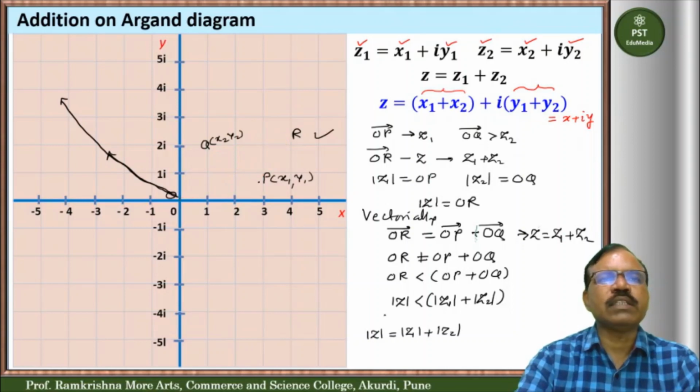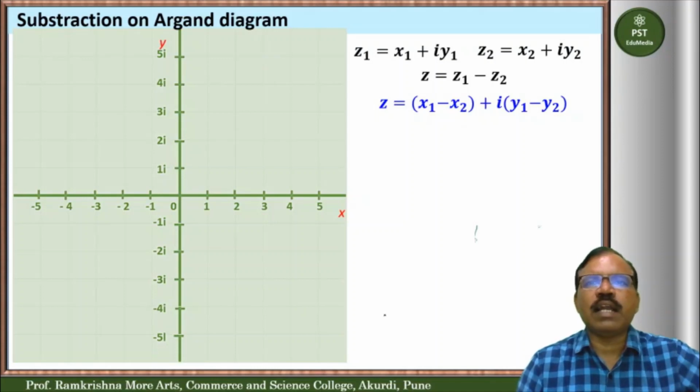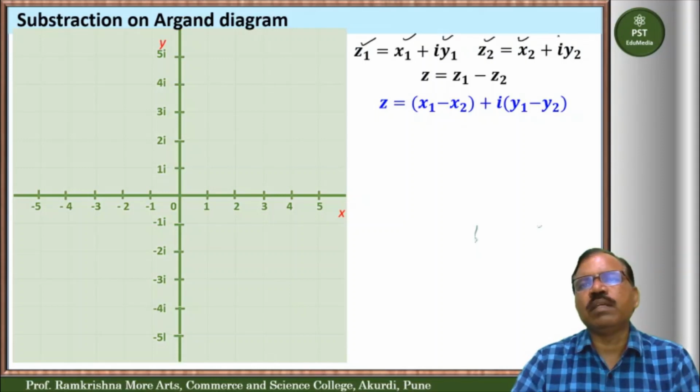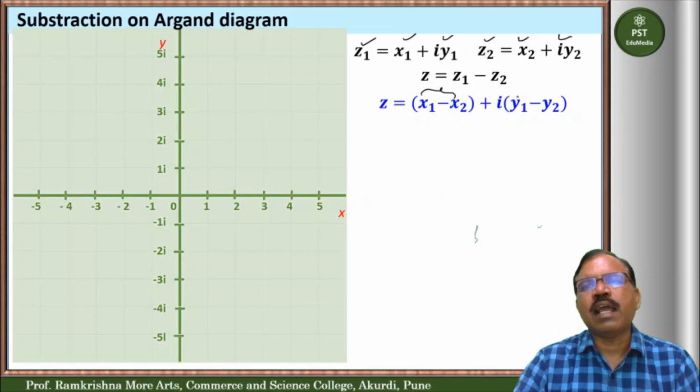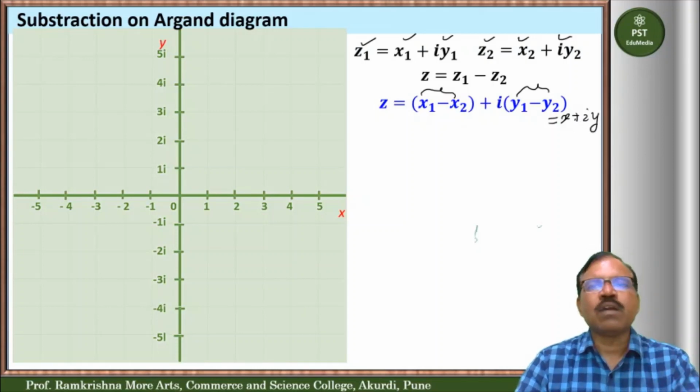Now we'll go to subtraction of complex numbers on Argand diagram. Again I have taken here Z1 is equal to x1 plus iy1, Z2 is equal to x2 plus iy2, and Z is equal to Z1 minus Z2. And we have already seen algebra of complex numbers, in which in subtraction real part is subtracted from real part and imaginary part is subtracted from imaginary part. So we get this as x plus iy. So subtraction of two complex numbers is again a complex number.